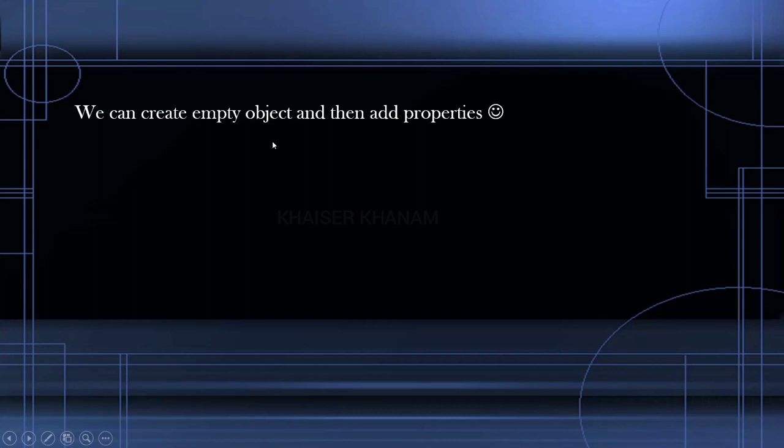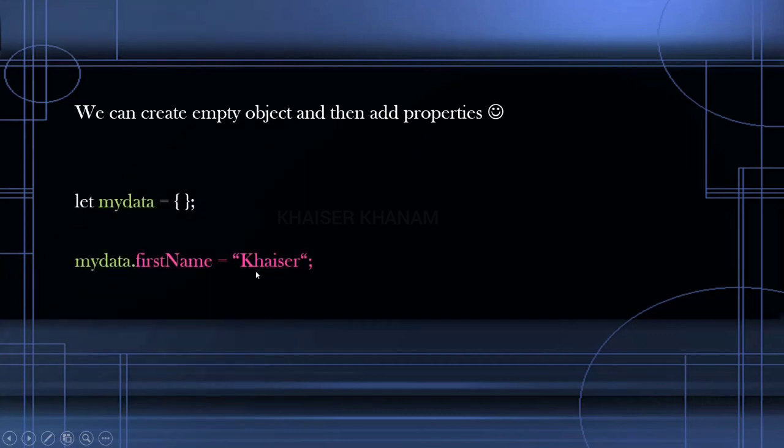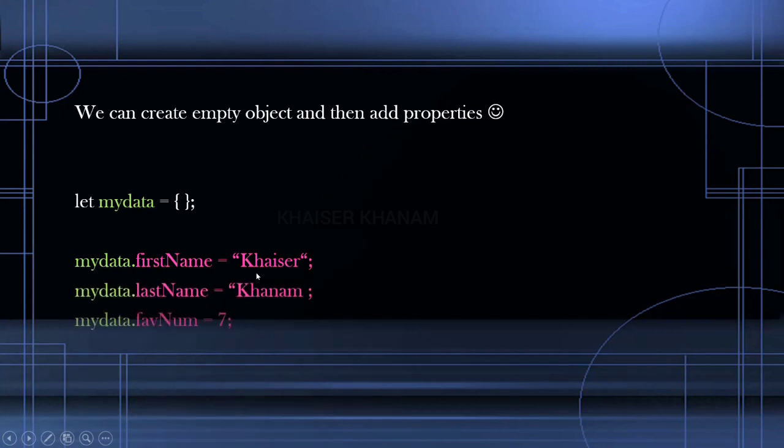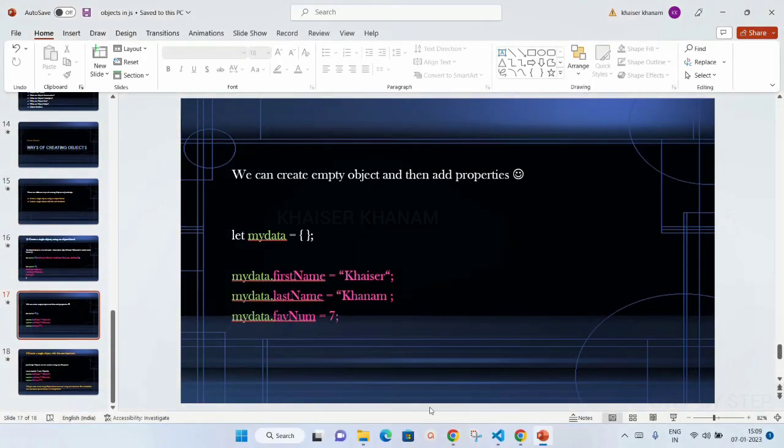Also, when creating an object, we can directly create an empty object. That is, let myData equal only curly braces. Without giving any data, I can create an empty object, and after that I can add the properties. I can create this empty object and then add this kind of properties. Now let's see this practically.